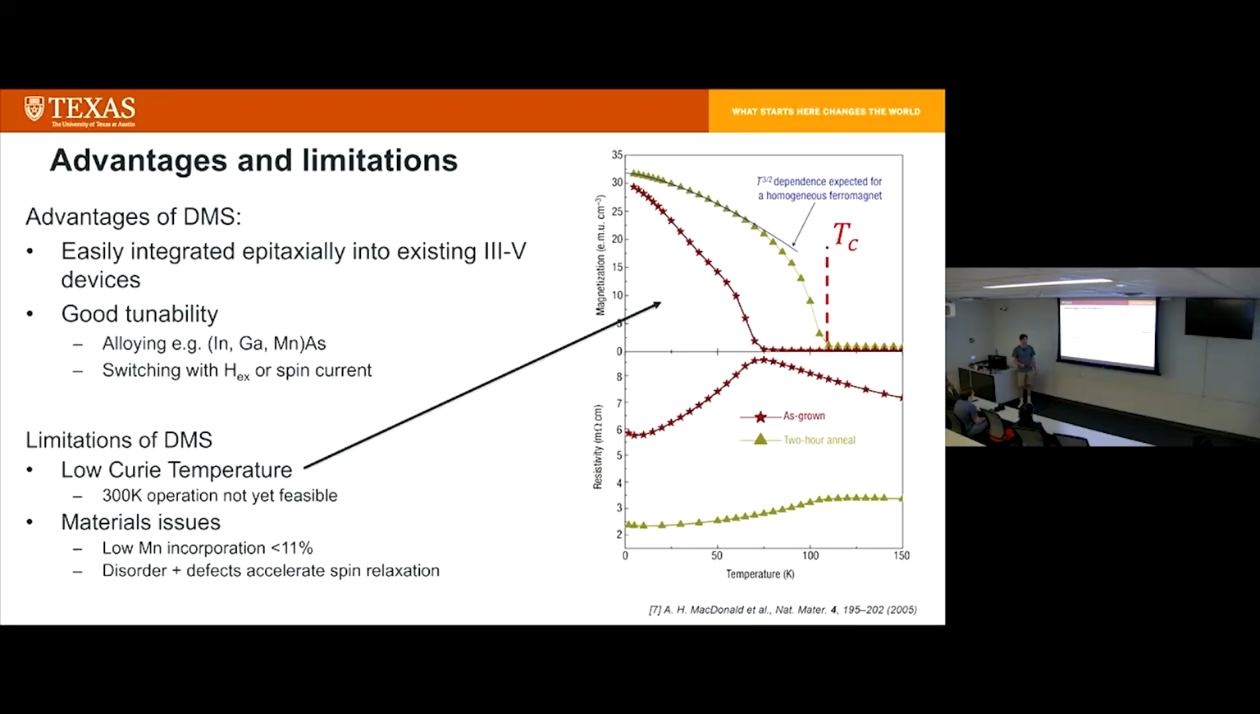state of your device. But really, the limitations of the material are pretty glaring. The first of which is the low Curie temperature. As of right now, no devices can operate at 300 Kelvin because the Curie temperature is just too low. And in addition to that, a related issue is just general material quality. You can only really incorporate up to about 11% manganese at highest into gallium arsenide. And if you try and push the manganese incorporation higher, you introduce a lot of defects and disorder into your material, and that tends to accelerate spin relaxation.